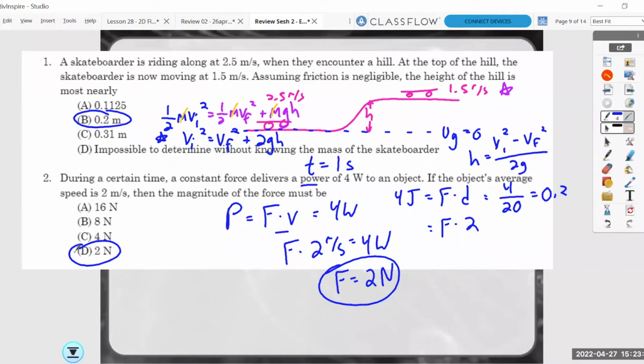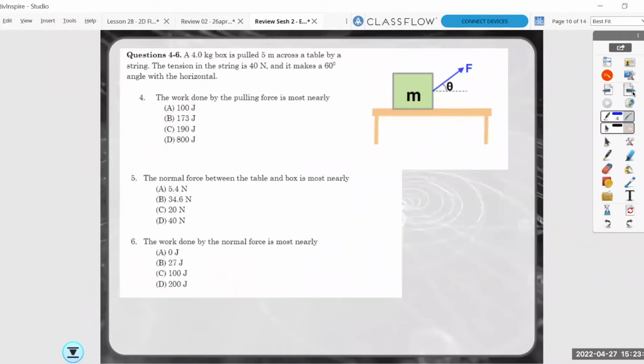All right, I believe I'm skipping forward now to 4, 5, and 6 here. These are just, we've done these over and over again, and we will continue to do them over and over again, because especially number 5 is really important. Here, we've got a 4 kilogram box, and it's pulled 5 meters across the table. That's a big table, I'm just saying, by a string. And the tension in the string is 40 newtons, and it makes a 60-degree angle in this case. And I want to find the work done by the pulling force.